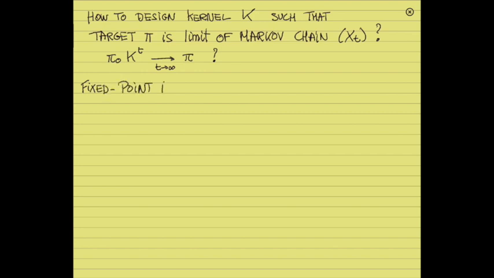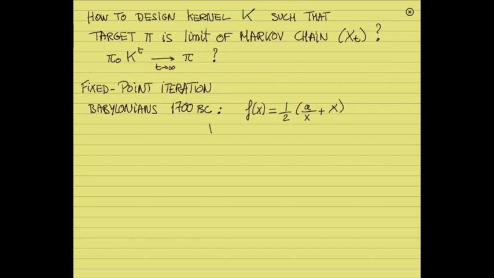So how do we design such a kernel? One idea is to follow a fixed point iteration procedure. This is a very classical idea that dates back to the Babylonians, in fact, 1700 BC. There are traces of algorithms to compute the square root of a number a by defining an iteration with a function f of x equal to half of a divided by x plus x, and then defining a sequence starting from an arbitrary x0 and recursively defining xn as f of xn minus 1.